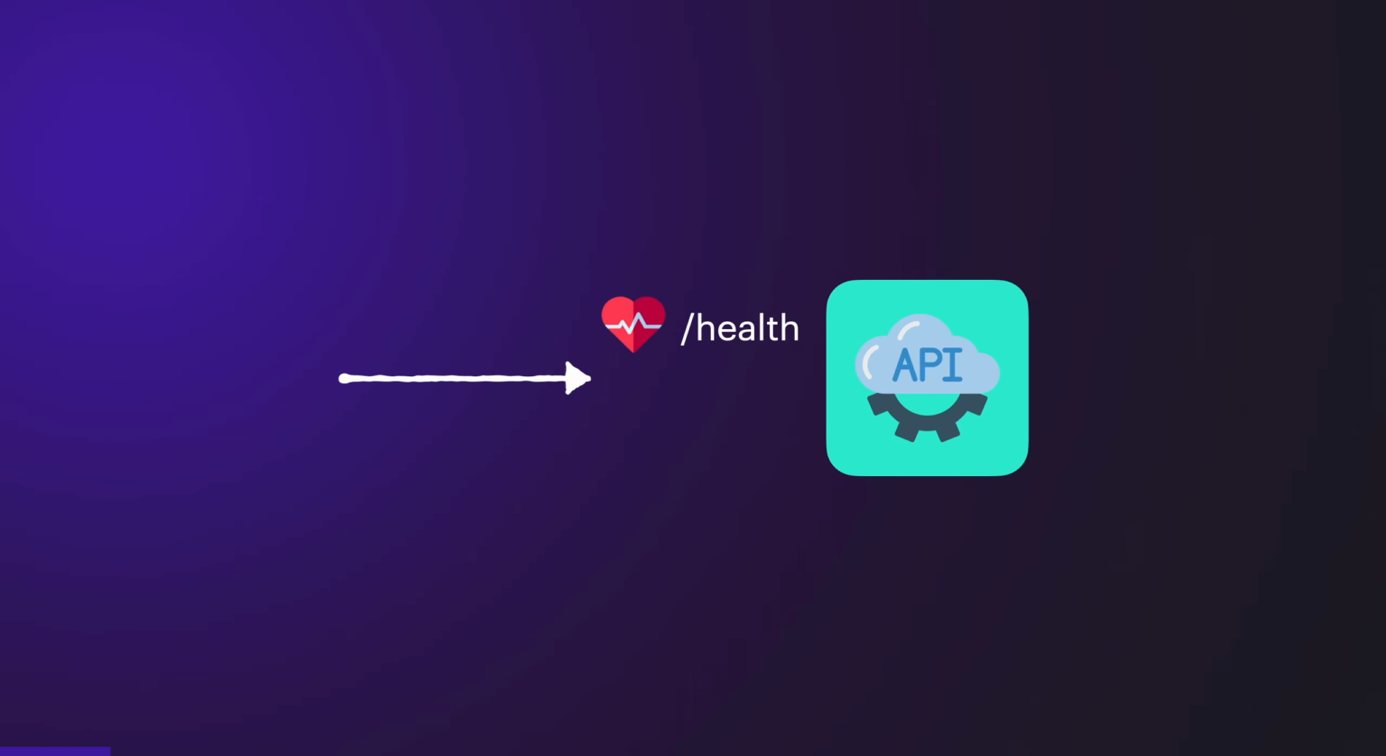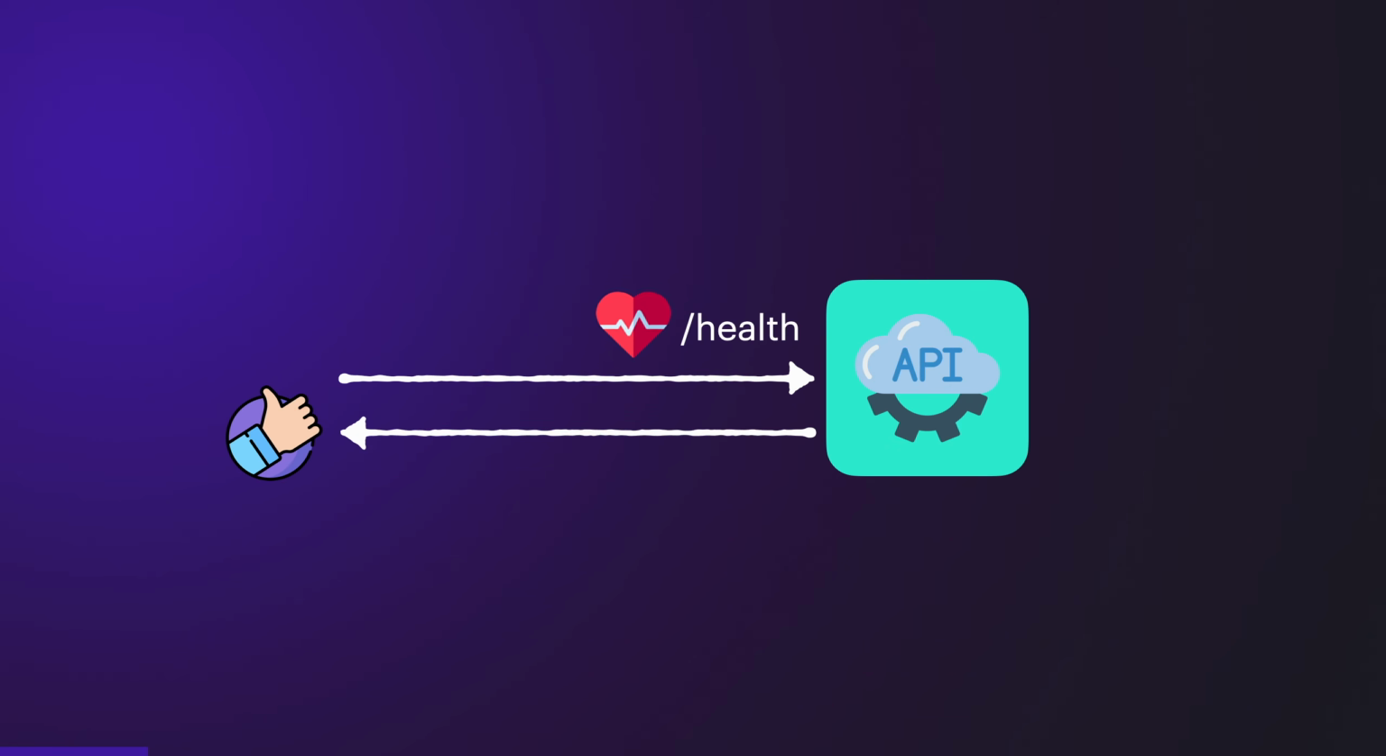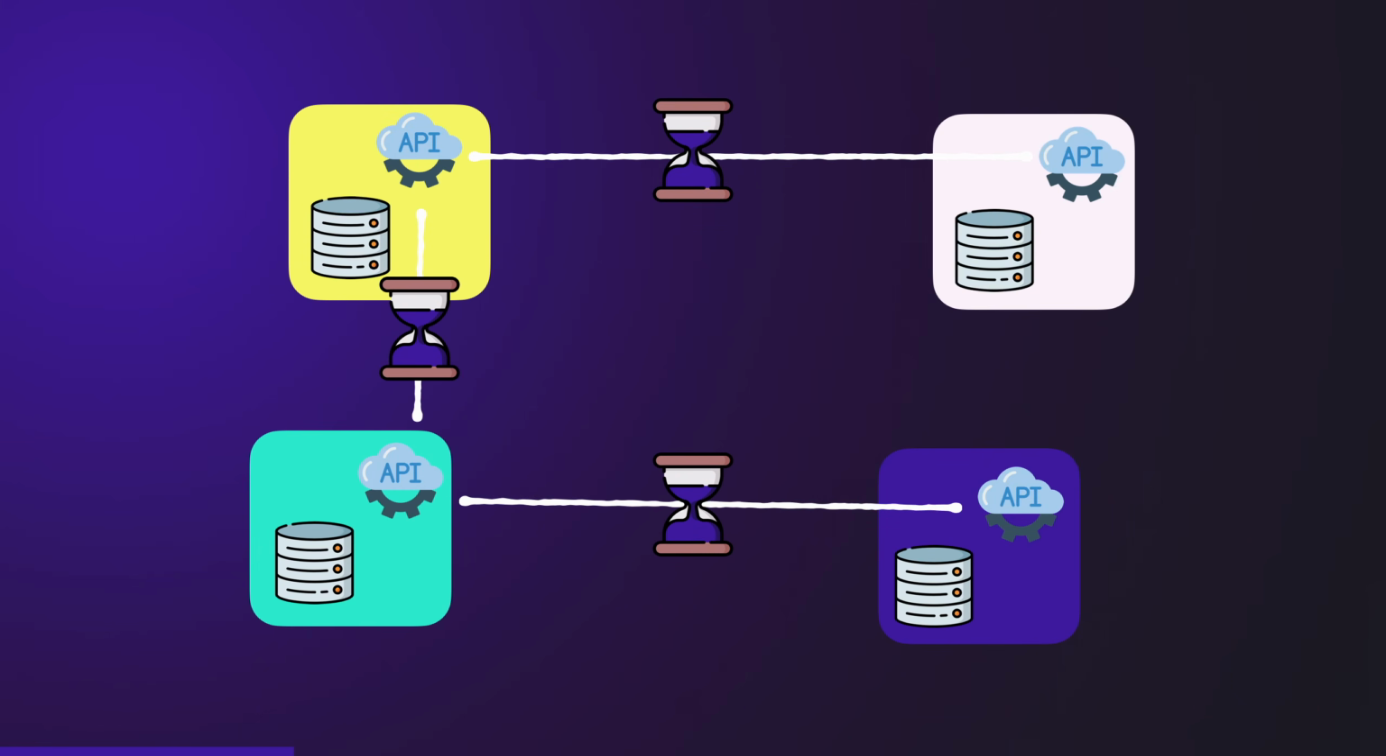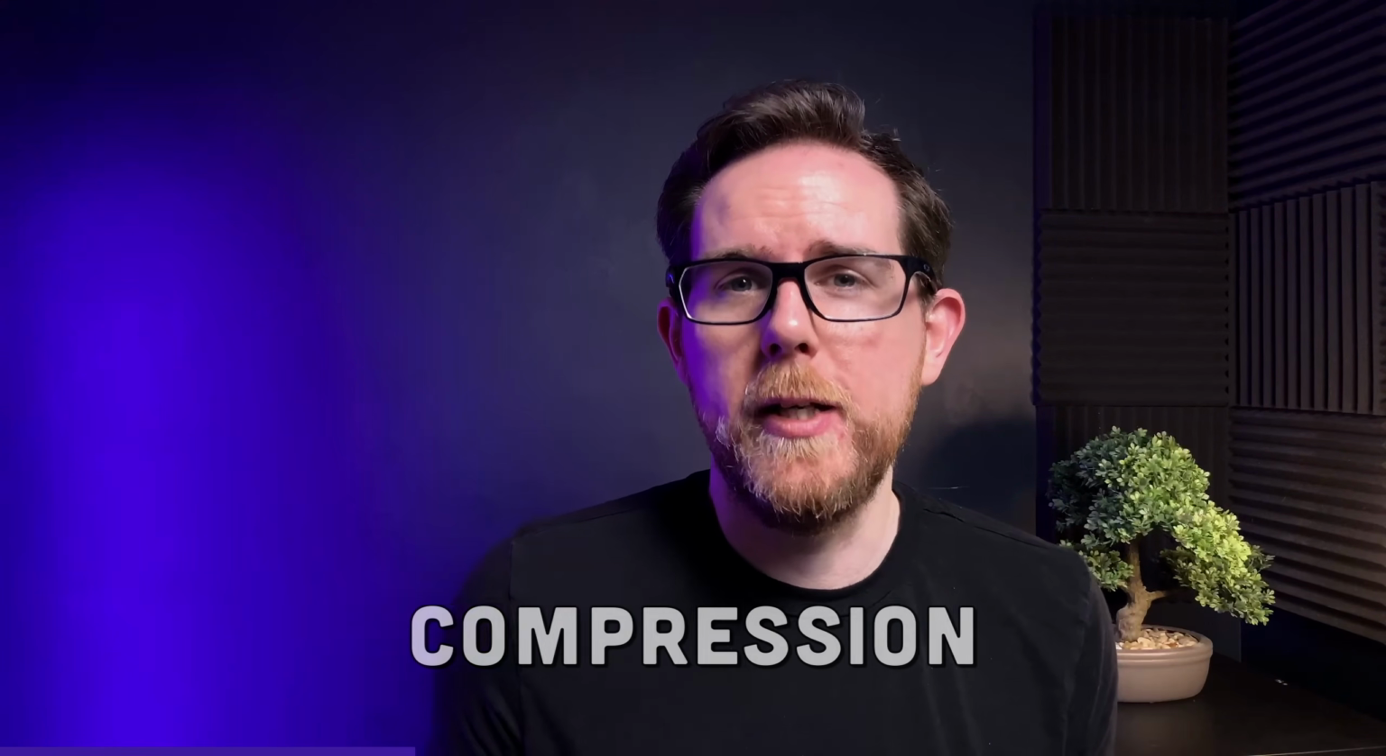Microservices usually have a health endpoint as well to make sure you can ping them so you know that they're still operational. As with all HTTP requests, this is going to introduce some latency to your application that you need to take account of. However, you can use things such as gRPC and compression to speed up the communication.